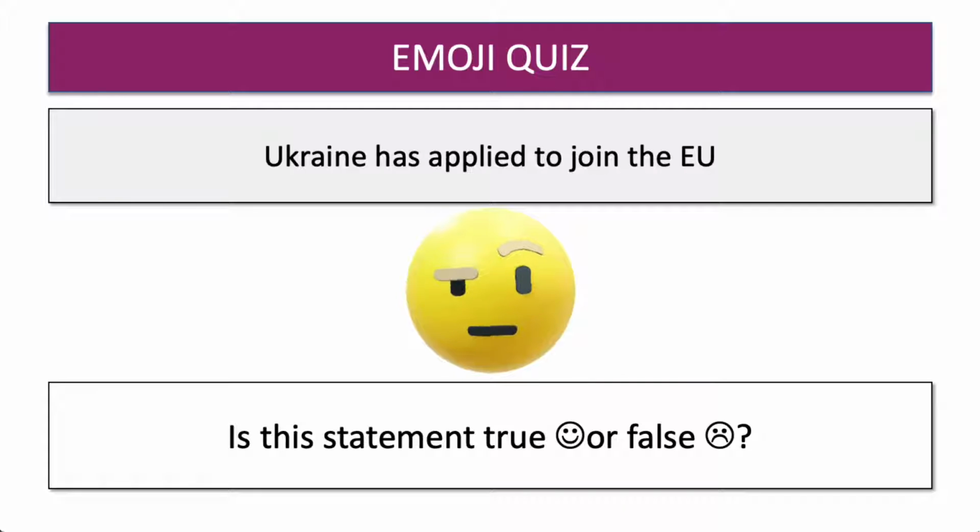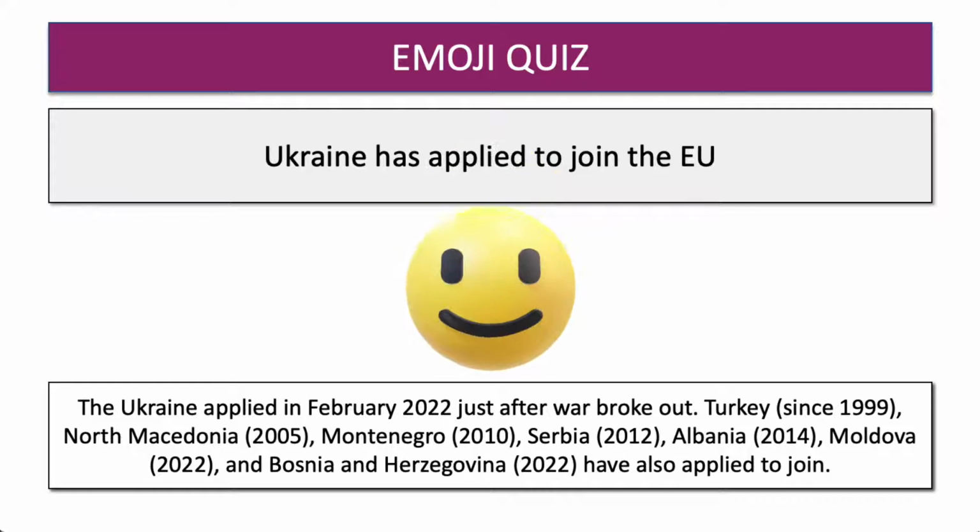Let's have the answer. Indeed, Ukraine has applied to join the EU, and it was a year ago when war broke out, February 22, a year ago. Turkey, its application has been in the deep freeze. Did you get that? Since 1999. And then we've got some other countries there that have also applied to join. Unlikely you'll be tested on those, but it's good to know. It's good to be able to drop that sort of information in if you can in your exam papers.